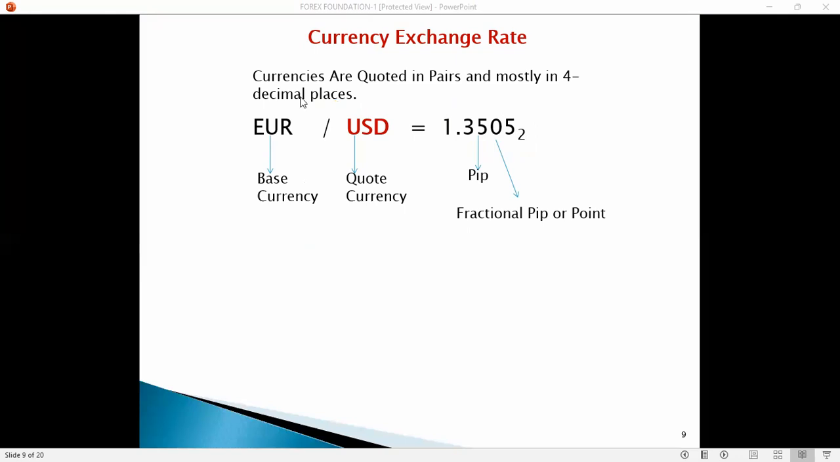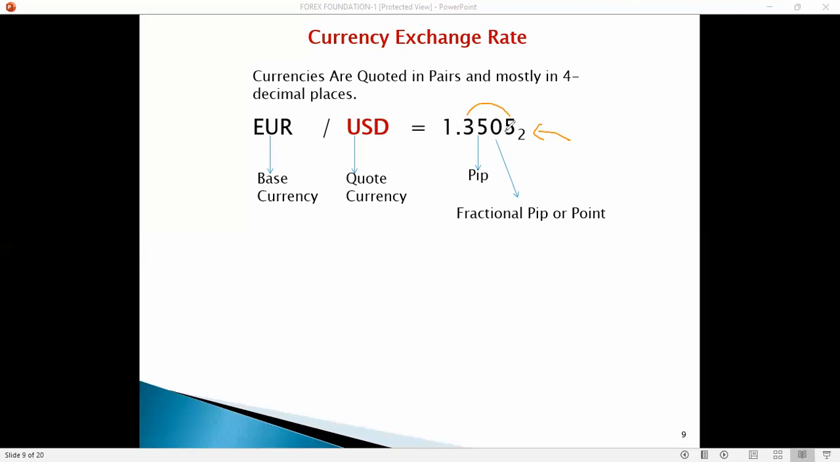Now look at this. Currencies are quoted in pairs and mostly in 4 decimal places. Now look at this, 4 decimal places, guys. It is quoted in 4 decimal places, and now we have another one, this one right here, which is these two. Now I will explain this further. This one right here, between here and here, is known as the pip. This is where the pip changes. Now, for this to count, this one has to move from 5 to 6.